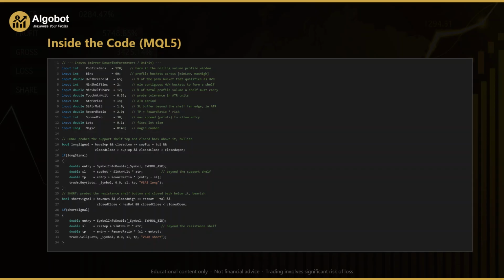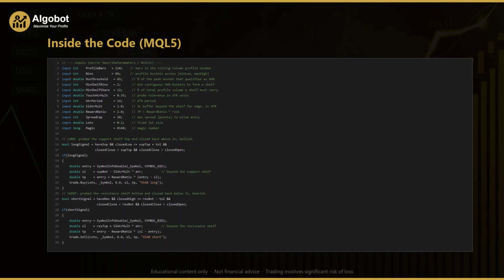You can see the long signal is true only when we have a support shelf, the closed low reaches within tolerance of the shelf top, the close finishes above that shelf top, and the close is above the open. When that holds, the code reads the ask price, sets the stop and average true range buffer below the shelf base, computes the take profit as the reward ratio times the risk, and calls trade.buy.